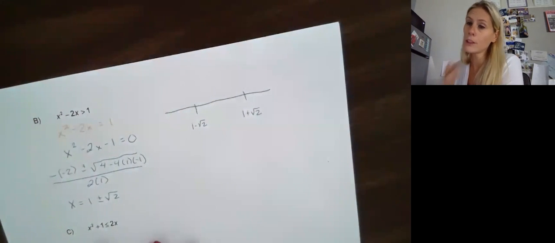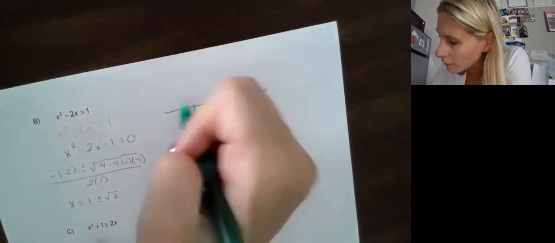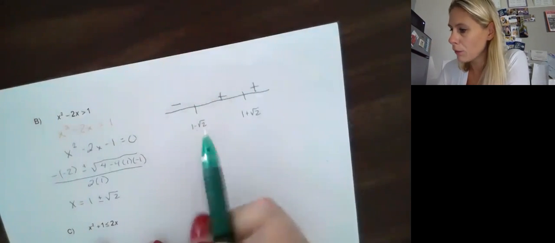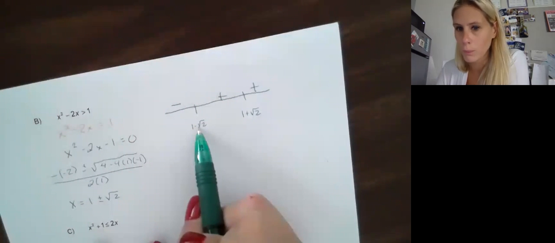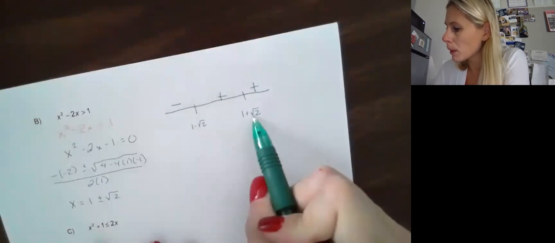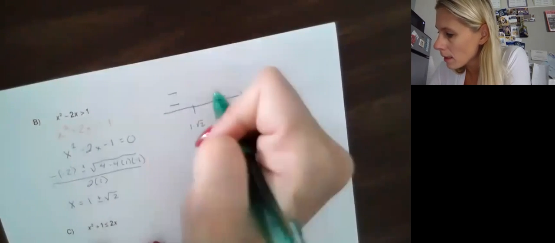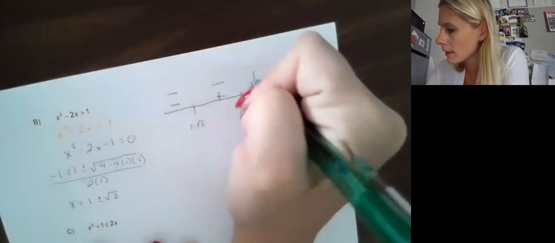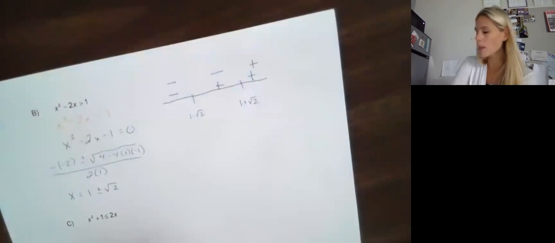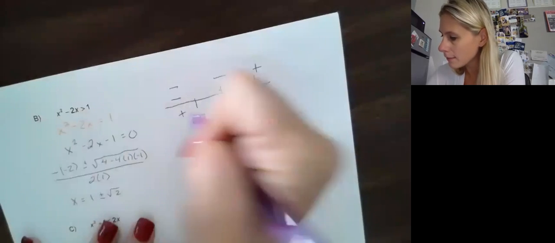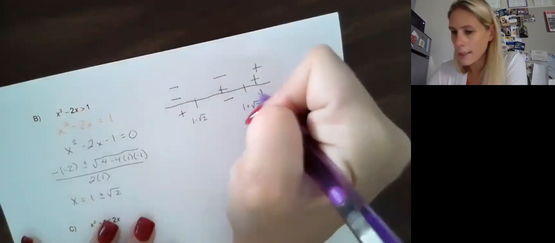Okay, the first value, everything to the left is negative, to the right is positive. So that was for the 1 minus square root of 2. Now I'm going to do the 1 plus square root of 2. Anything to the left is negative, anything to the right is positive. Multiply straight down, we get positive, negative, positive.